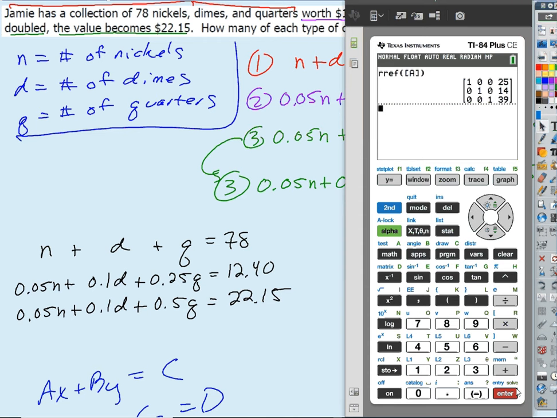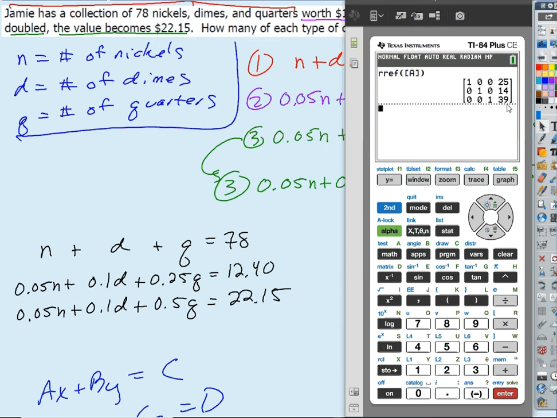Okay, this is pretty cool. So what this did is it did a whole bunch of matrix operations, and think what these equations are telling me. The first column were the coefficients of n, correct? So the first equation is saying 1 times n plus 0 times d plus 0 times q, which is just n. So n equals 25. So there's 25 nickels. How about that? The second row is telling us that 1 times d equals 14, so there's 14 dimes. And the last row is telling us 1 times q equals 39, so there's 39 quarters.